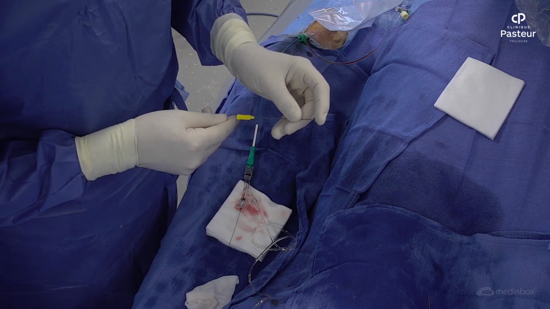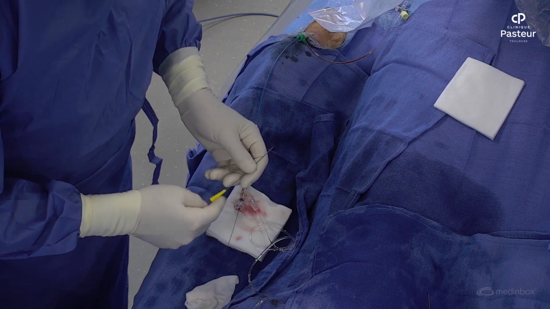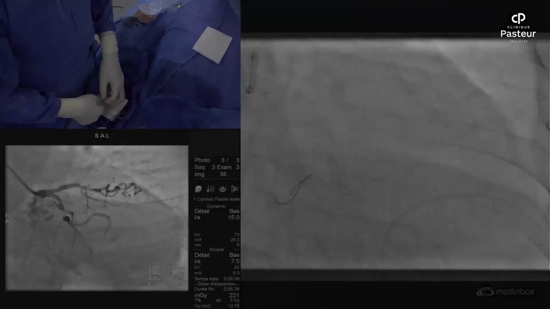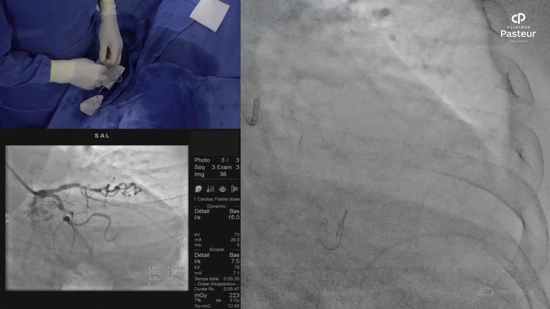The problem is, as you mentioned, the anatomy is not too difficult, but the navigation through this highly tortuous angulation can sometimes be really difficult. The quality of this run-through is the hydrophilic coating, which can facilitate the navigation in this kind of heavily tortuous vessel, but we will see. So now we are advancing the second one.